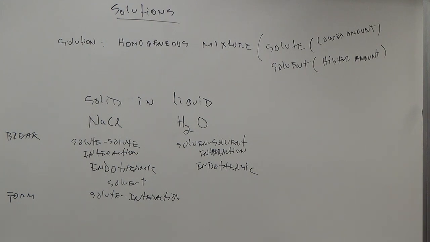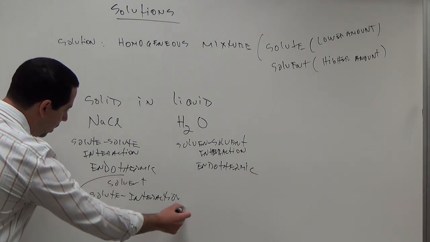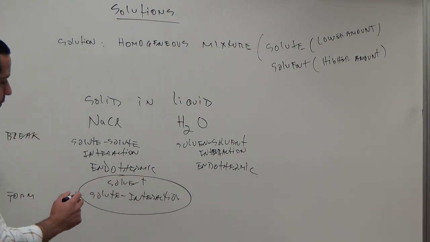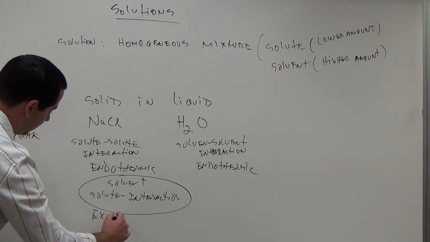Whenever you separate things that like each other, that requires energy. If you bring together things that like each other, that cannot require energy. It releases energy. That's why there are sparks when you see your boyfriend, all this kind of stuff. So you are making solute-solvent interaction, and this process is exothermic.